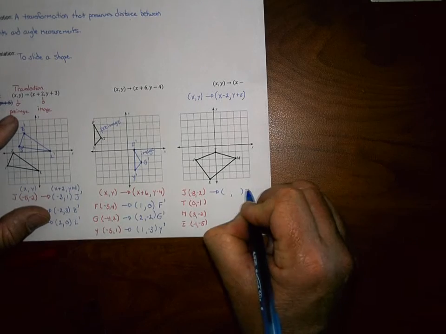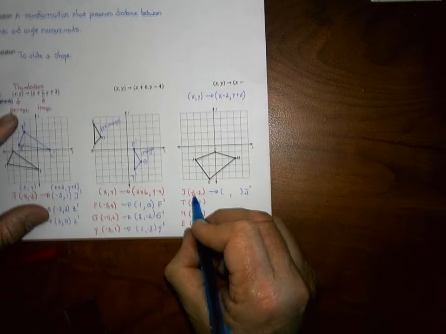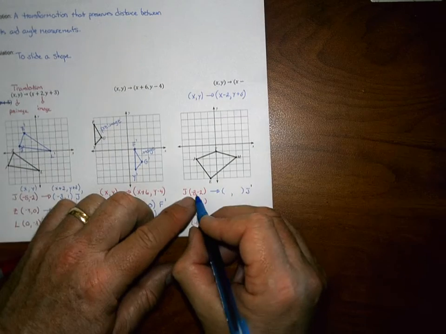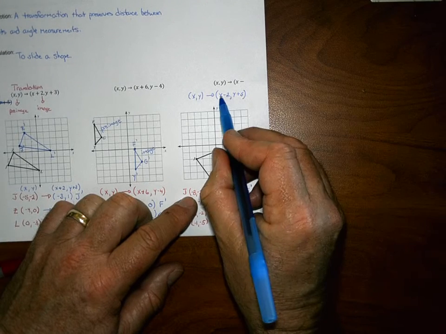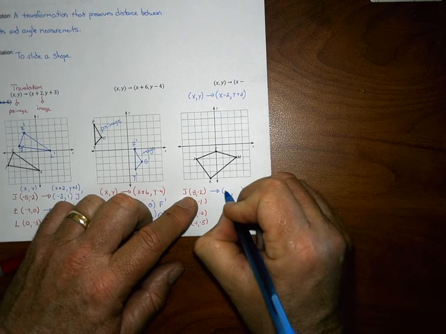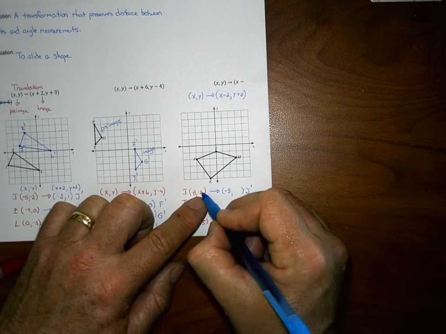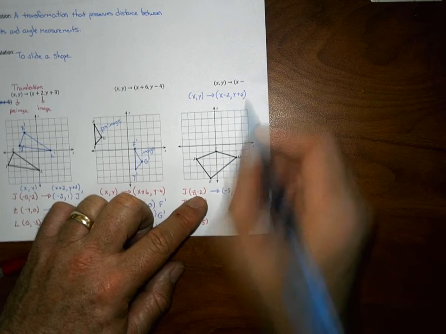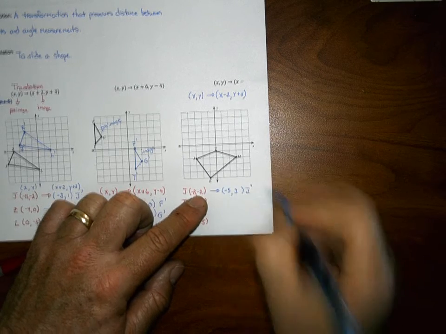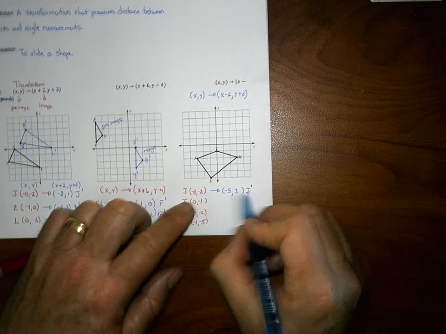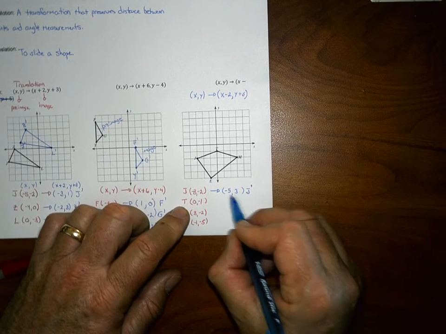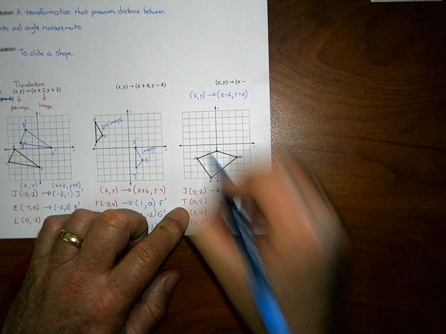We're going to call that point J prime. So what are we going to do? Well, we're going to take the x value, which is -3, and then subtract 2 from it. So that would get me to -5. Then I'm going to take the y value, which is -2, and add 5 to it. So that would get me to +3. So the image of J, which we call J prime, would have coordinates of -5, +3.